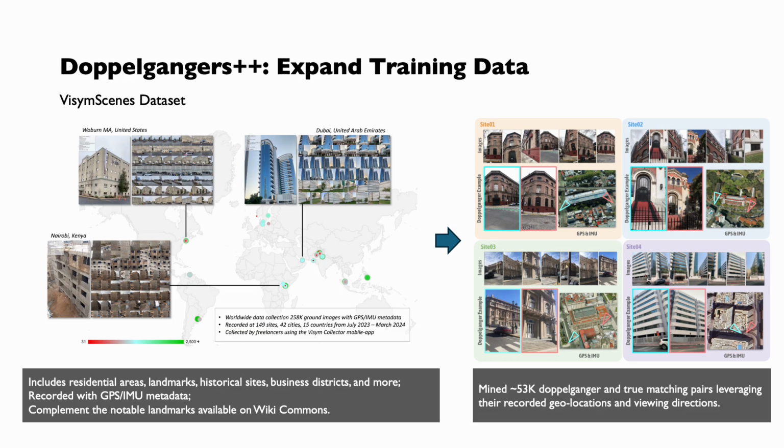To start with, we enriched the training data to include various types of daily life scenes. We introduced the World Scenes dataset, which is collected worldwide. These data were collected with GPS and IMU metadata. We developed a series of rules to compare the distance and viewing directions between pairs of images, and mined about 53K doppelganger and true matching pairs. They serve as a complement to the notable landmarks available in the Wikimedia Commons dataset.